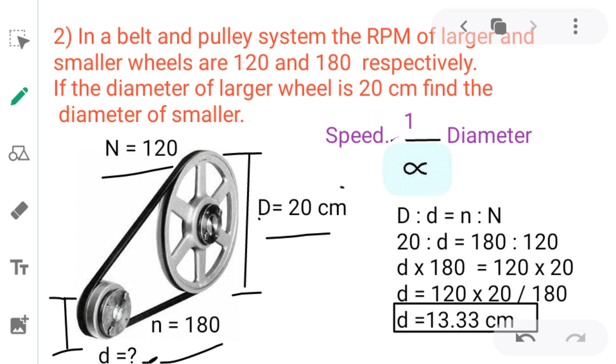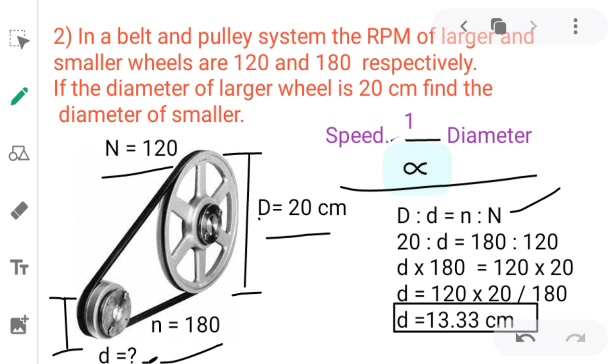As we know, the speed is inversely proportional to diameter. That means as diameter increases, speed decreases or RPM decreases. So we have to be careful in writing the equation of inverse proportion. Capital D is to small d equals small n is to capital N. You have to be careful in writing this type of equation in solving inverse proportional problems.